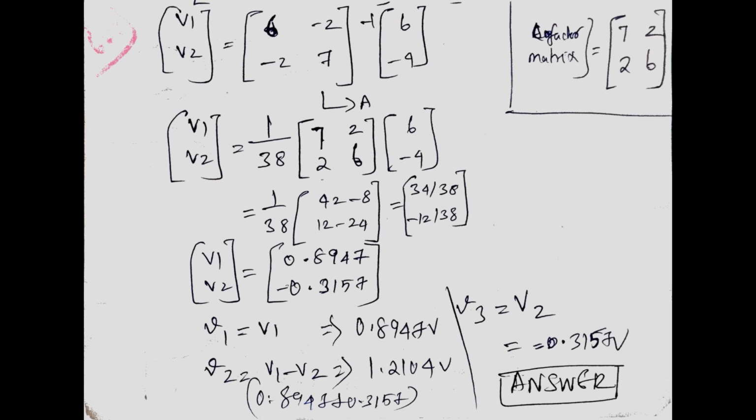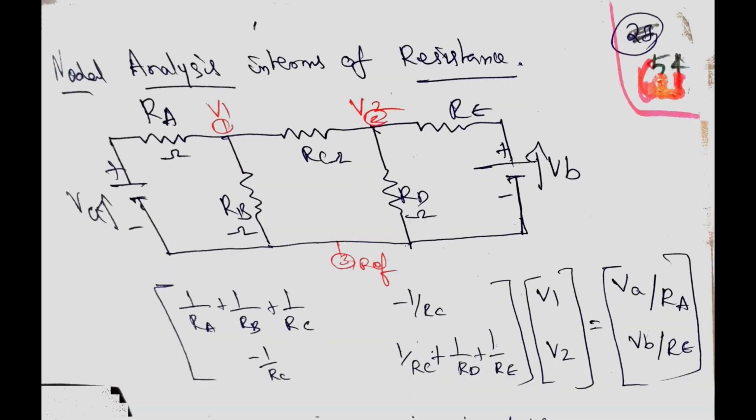Small V1 depends on the voltage capital V1, so capital V1. Small V2 depends on the voltages capital V1 and V2. V1 and V2 are in opposite direction, so small V2 is V1 minus V2. Small V3 depends only on the voltage capital V2, so put V2. That is important. Nodal analysis in terms of resistance.